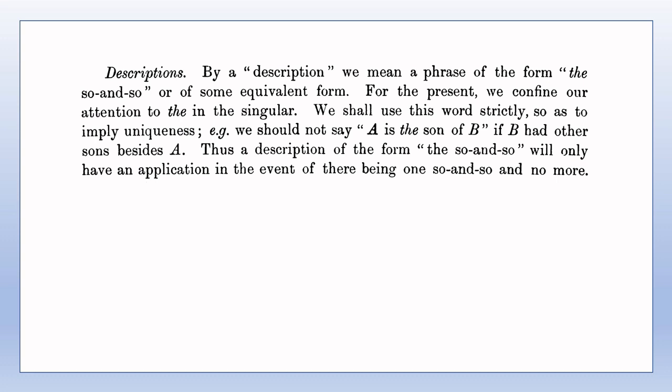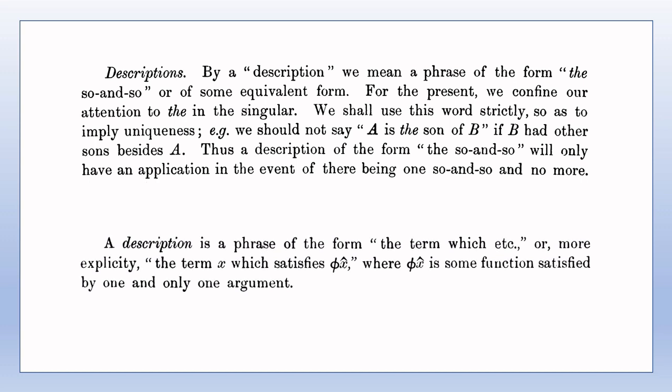On page 31 of the introduction we see, "By a description we mean a phrase of the form 'the so-and-so,' or some equivalent form." A description of the form "the so-and-so" will only have an application in the event of there being one so-and-so and no more. We also see on page 181, a description is a phrase of the form "the term which, etc.," or more explicitly, "the term x which satisfies phi blank," where phi blank is some function satisfied by one and only one argument.